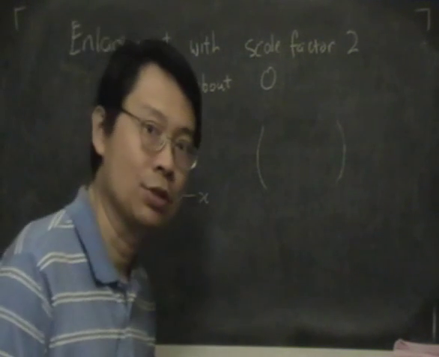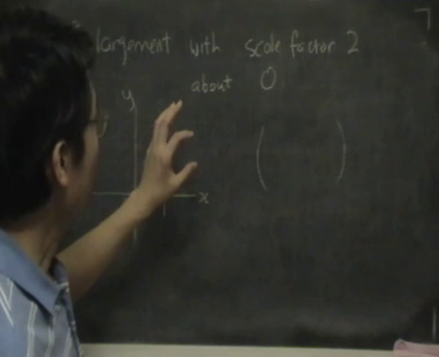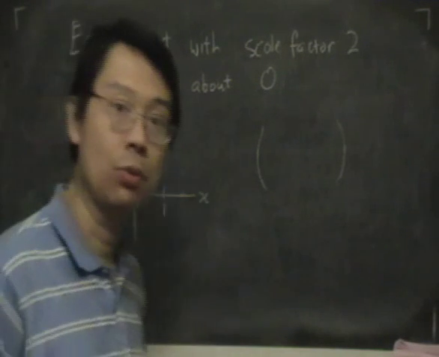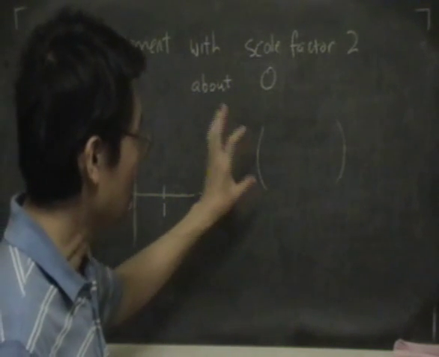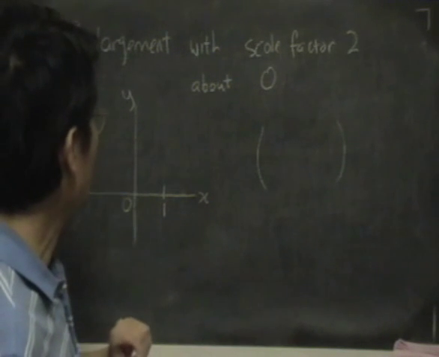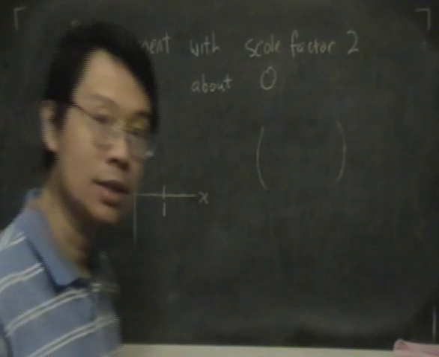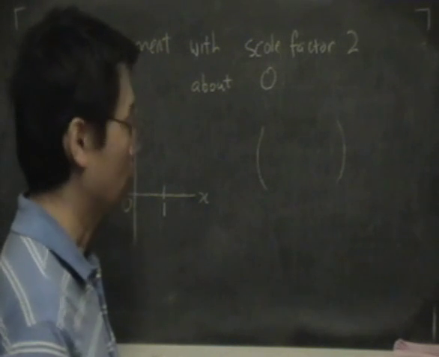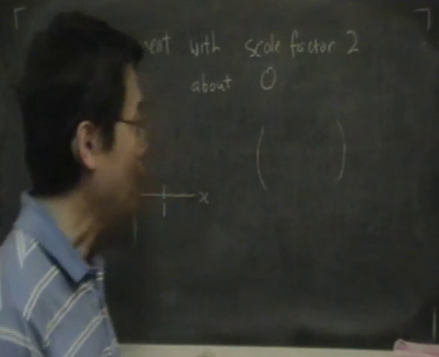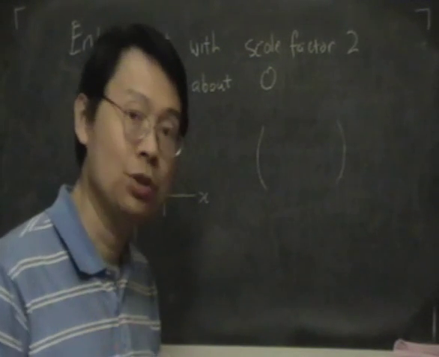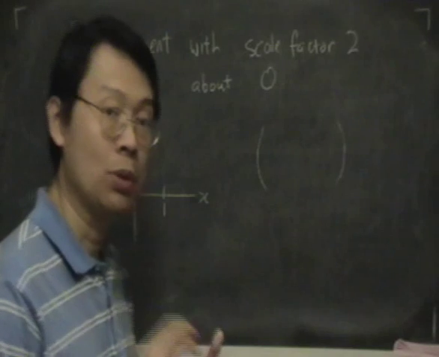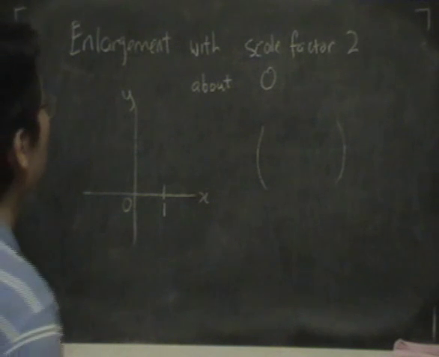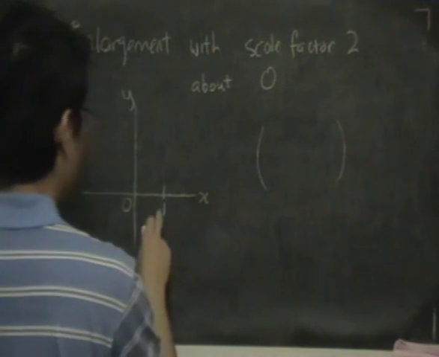Well, I should just mention here that if the enlargement is not about the origin, then it is not possible to write down a single matrix to represent this enlargement. Things get a bit more complicated. And it's the same for rotation. So rotations and enlargement have to have the origin as the center if we want to use a matrix to do the transformation.